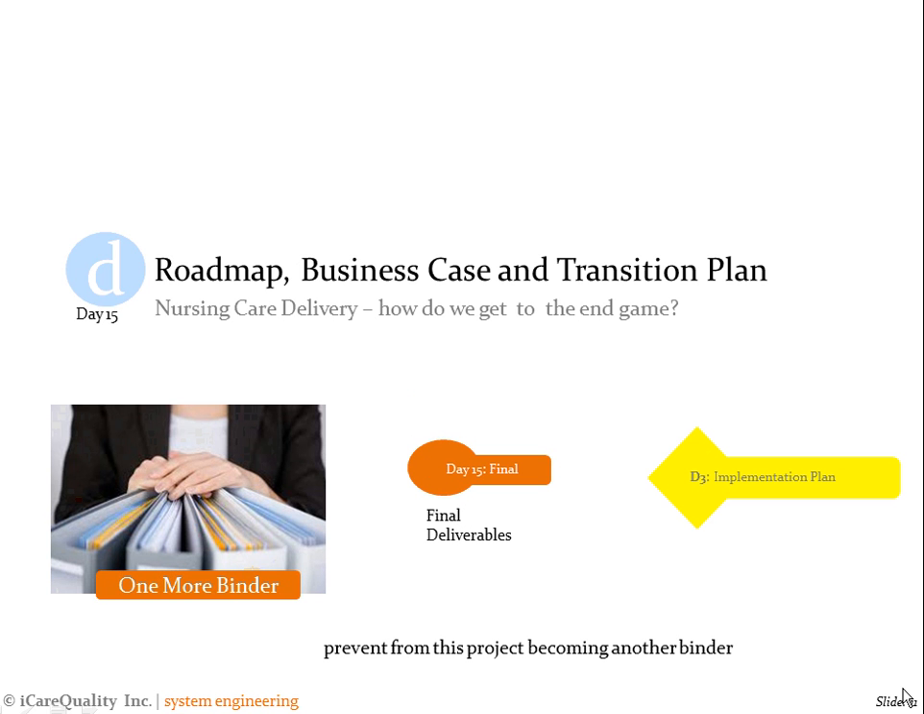On day 15, the goal is very simple: to define a roadmap, a business case, and a transition plan that is balanced. That means it meets the needs of all the stakeholders, and the plan is pragmatic enough and executable that it doesn't just become another binder.